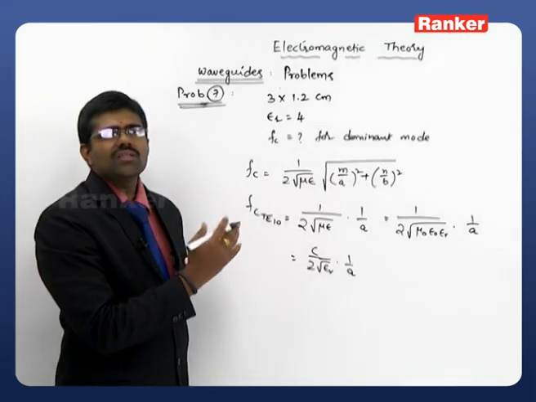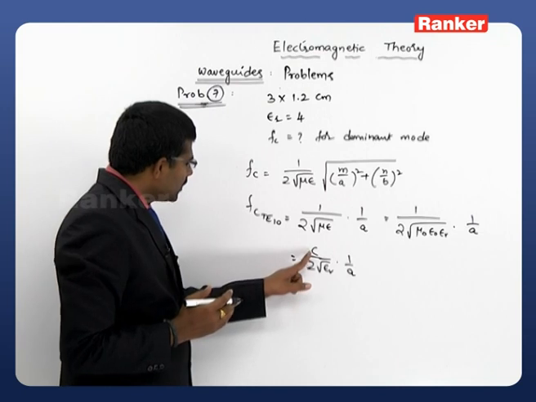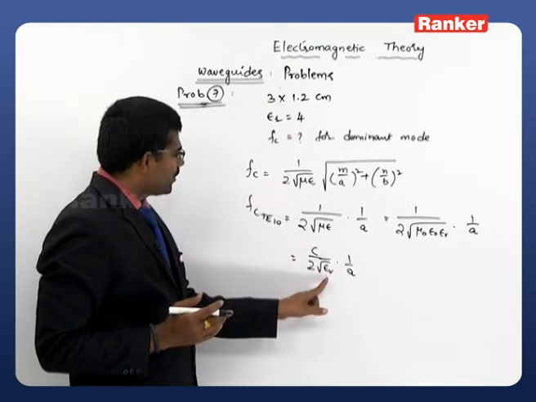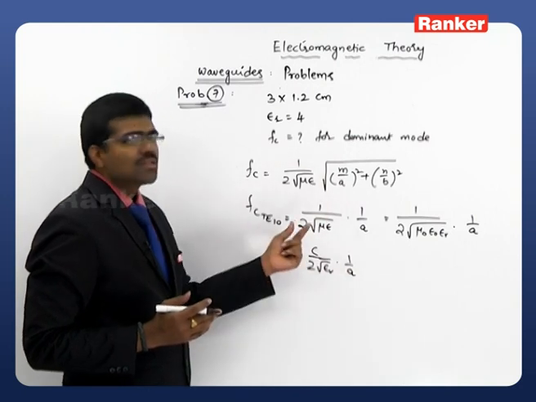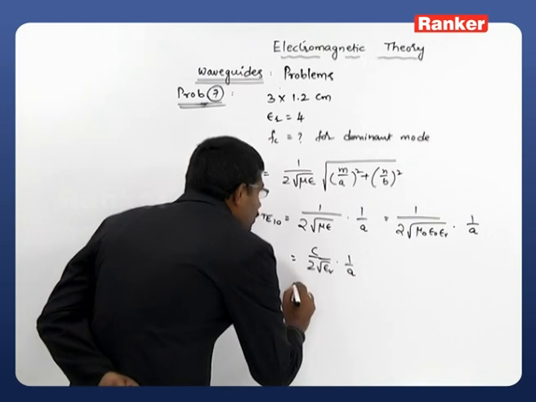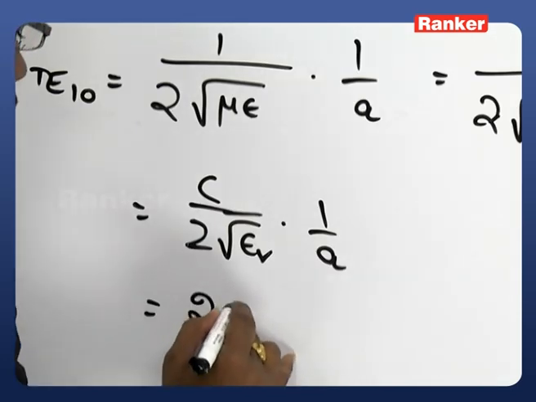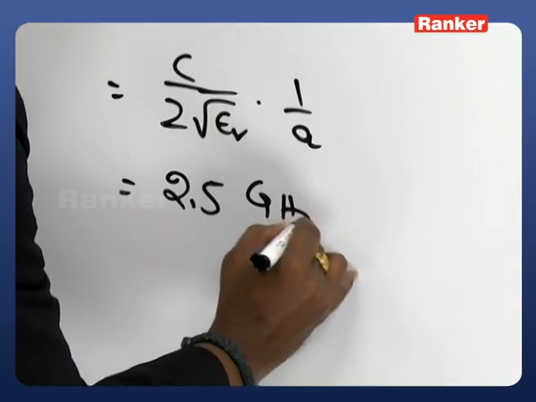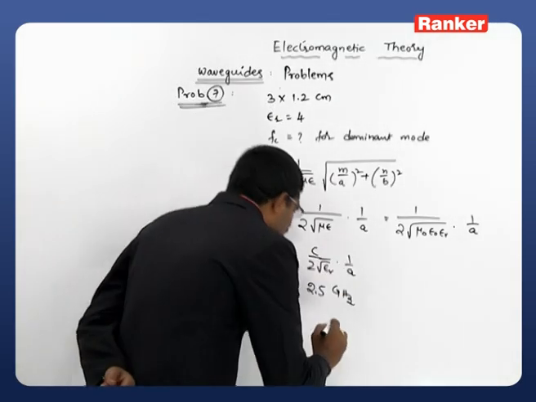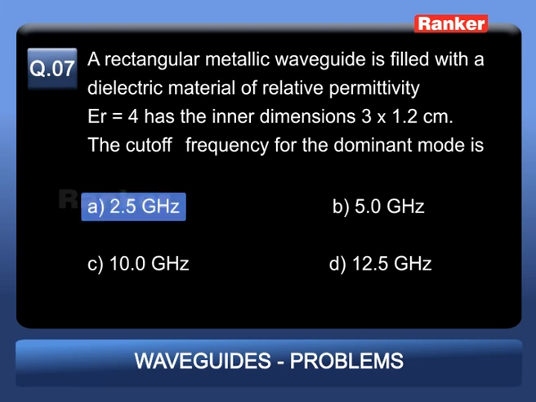Now observe, everything is available with us. c, the velocity of light, is available. Epsilon r is the data which is given to us. 1 by a, 1 by 3. Substitute them and take a calculator, and if you calculate this, what you will get is approximately 2.5 GHz as the answer. So this 2.5 GHz is available in which option? Option A is correct.